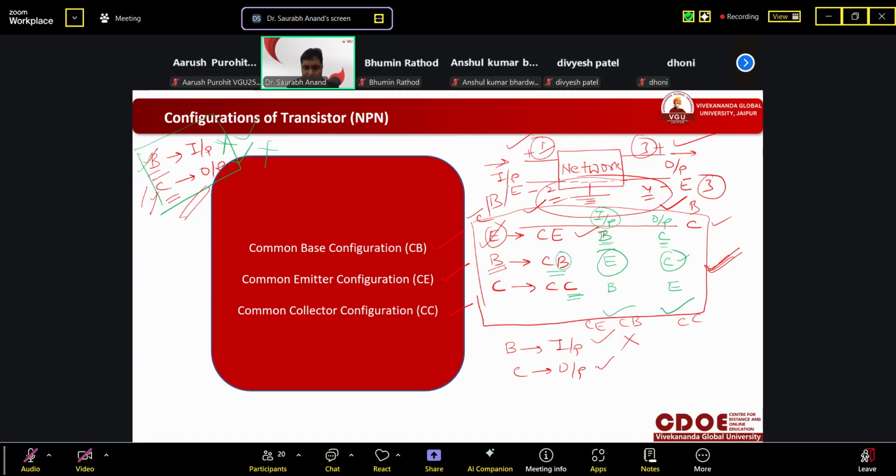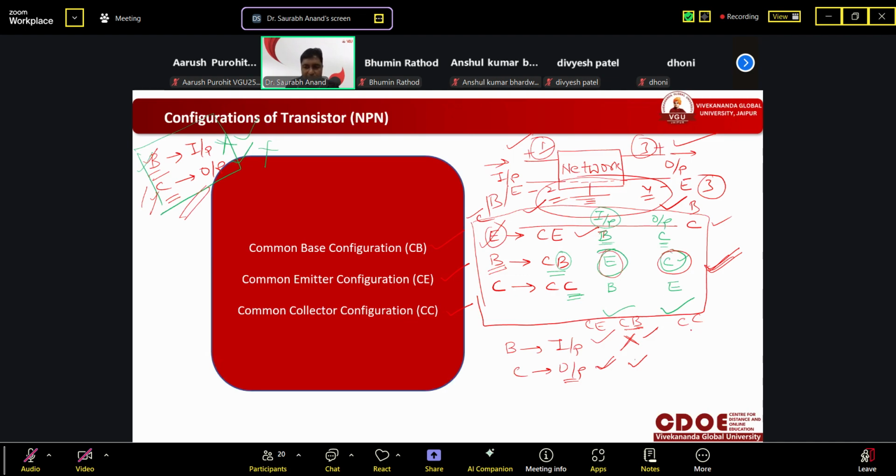In CE, both are satisfied, but in case of CB, it is not satisfied because base will not be input because it is common. So this will be satisfied. So output will be collector. So we return here, right? So base is common, collector is output, then emitter will be remaining. One will be remaining, that is emitter. So obviously emitter will be input terminal.